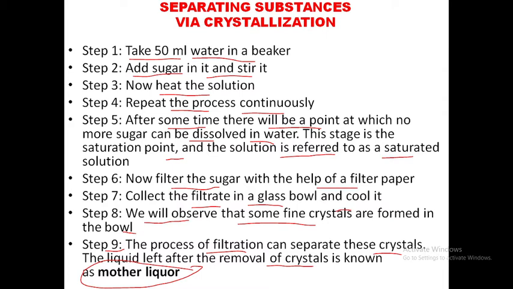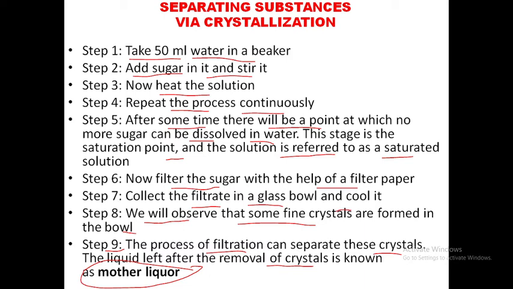Step number 3: now heat the solution. Step number 4: repeat the process continuously. Step number 5: after some time, there will be a point at which no more sugar can be dissolved in water. This stage is the saturation point. The solution is called a saturated solution.